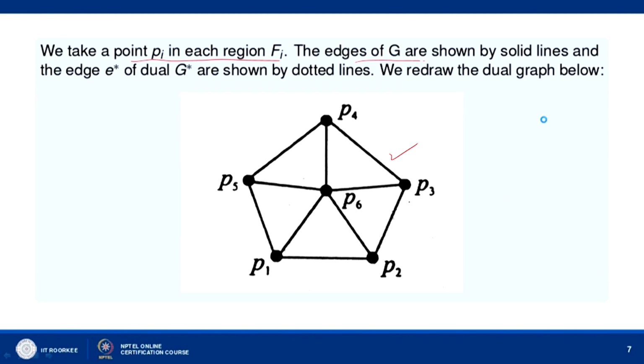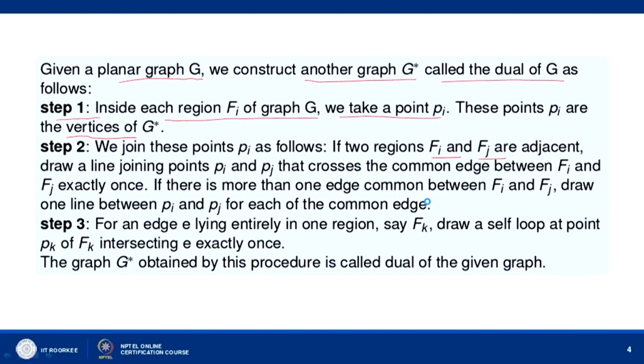So, that's how we get the dual of the given graph. This is the dual of the given graph. Here we considered the case where we did not have the situation that there is more than one edge common between Fi and Fj. Between Fi and Fj we had just one edge which was common. Now, let us go to more examples.